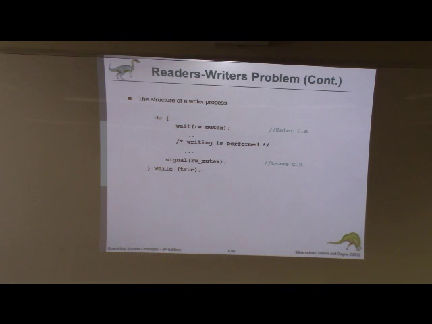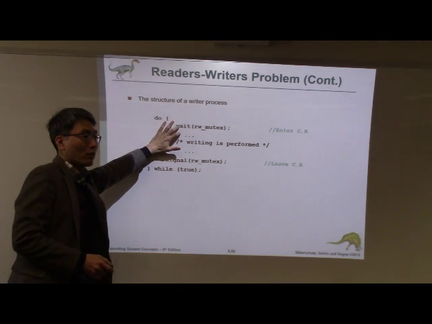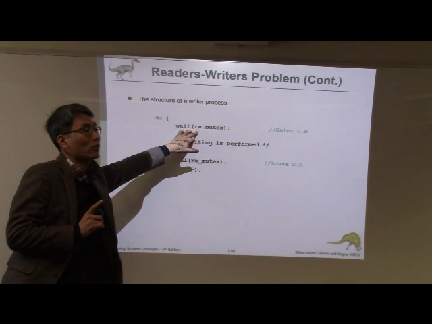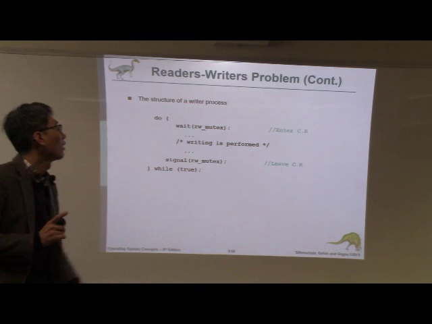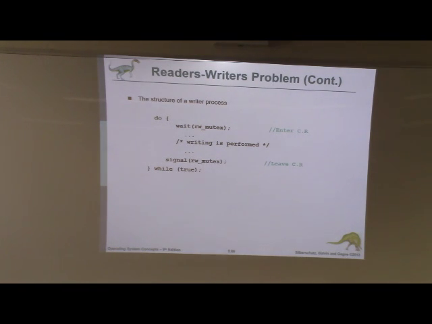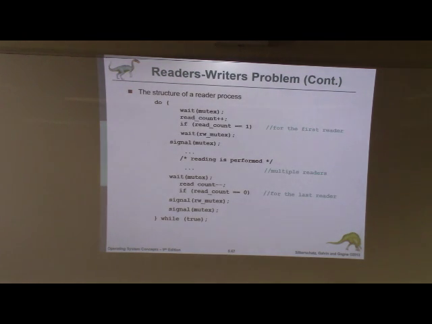For writing, it's simple. Only one process can enter the critical section for the writing part, so we only wait on the read-write mutex lock. How many processes? Only one, because it's a mutex lock. Once done, signal the read-write mutex. So you can use such a critical section solution for writing. However, the reader is a little bit more involved. For example, this part is reading the data. It's different from the producer and consumer.